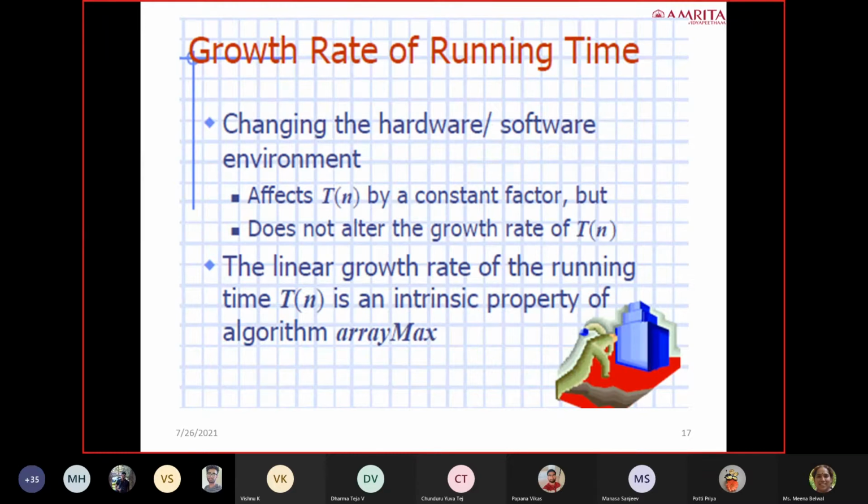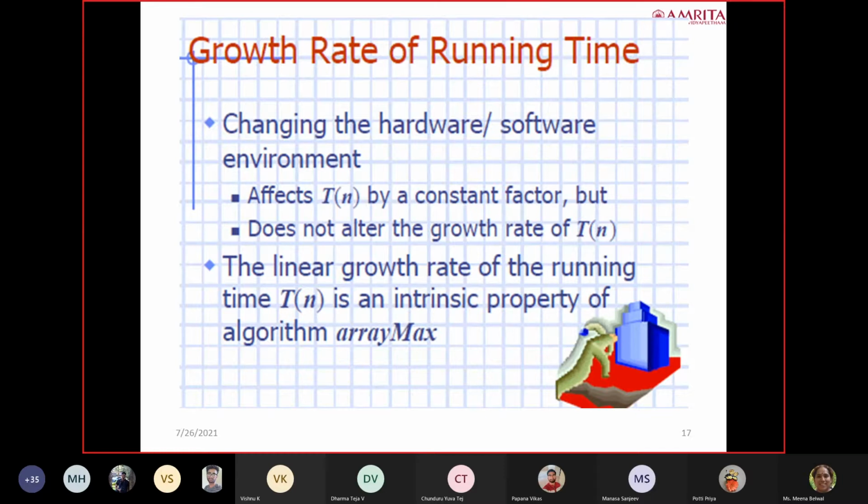Okay, so suppose I say now I am using this particular machine which is a slow processor. If I run it in your machine, probably all the programs may run in less time, but that will be a constant. So in my machine, if a program is running in 2 minutes, maybe in your machine it runs in 1 minute. Okay, but it does not alter the growth rate of T(n).